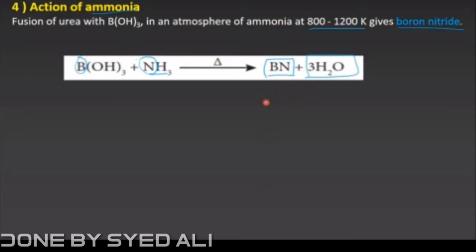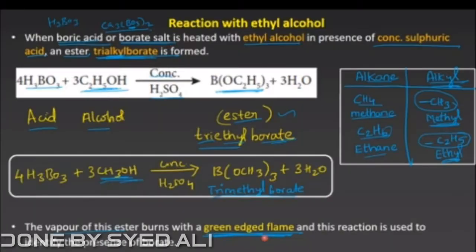Fusion of urea with boric acid in an atmosphere of ammonia at 800 to 1200 Kelvin gives boron nitride. When boric acid or borate salt is heated with ethyl alcohol in the presence of concentrated sulfuric acid, an ester, trialkyl borate, is formed. The vapor of this ester burns with a green-edged flame, and this reaction is used to identify the presence of borate.